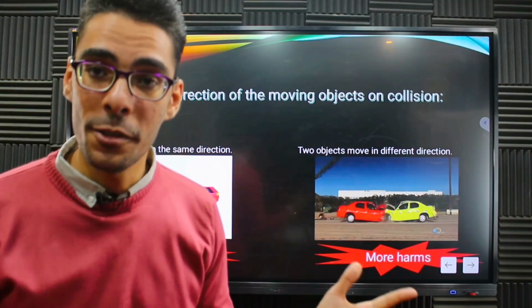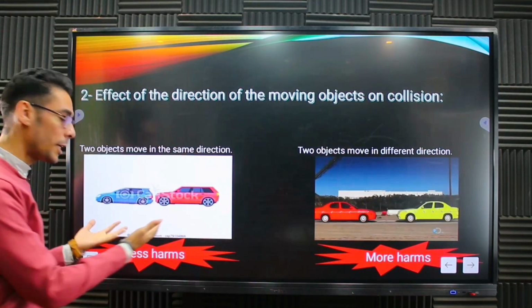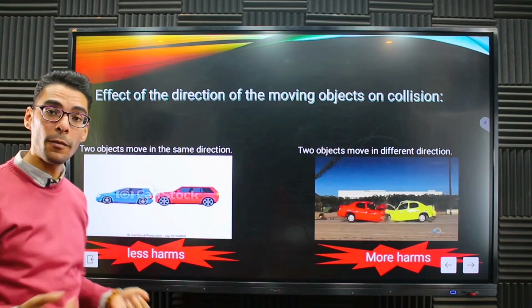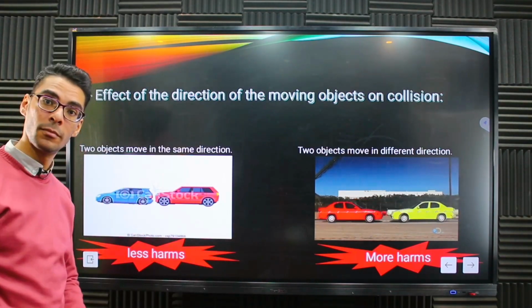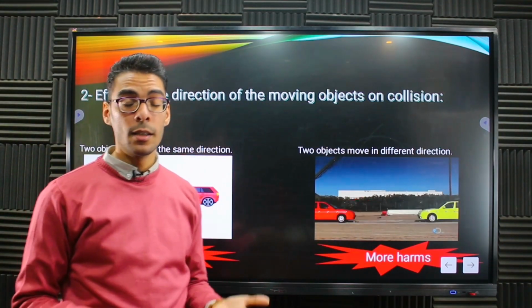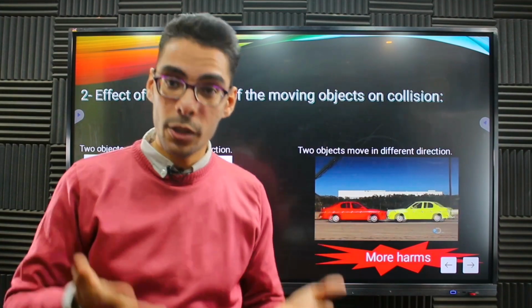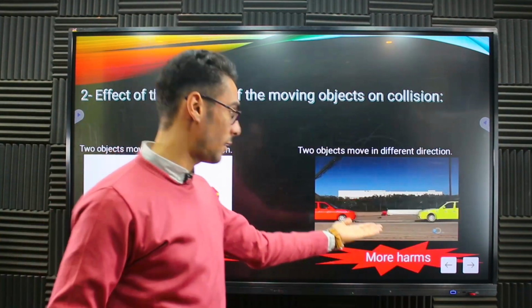I have another question for you. You have here a crash between two cars, and also here a crash between two cars. Which one of them is stronger and more powerful? Take a look. It seems like the cars are moving in opposite directions. So that means the collision is stronger when the objects that make the collision are moving in opposite directions.